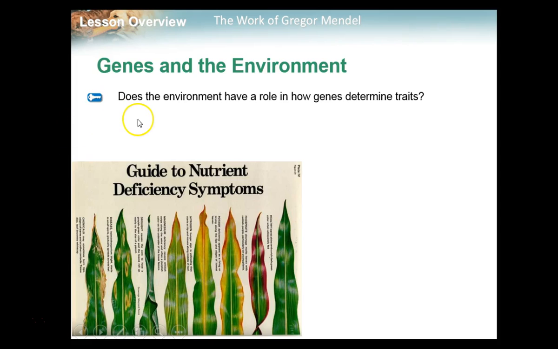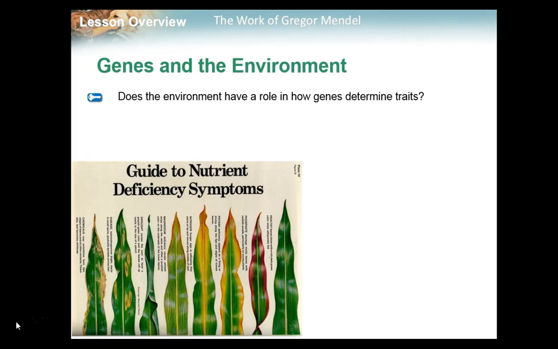So does the environment have a role in how genes determine traits? Well, here's the deal. It totally does. If your parents were really, really super cruel, and when you were first born, they locked you away in a closet, you probably wouldn't look as gorgeous and tall as you look today, right? No, you'd be stunted, and you wouldn't develop correctly in your brain, your body wouldn't develop correctly. So environment does have something to do with genetic expression.